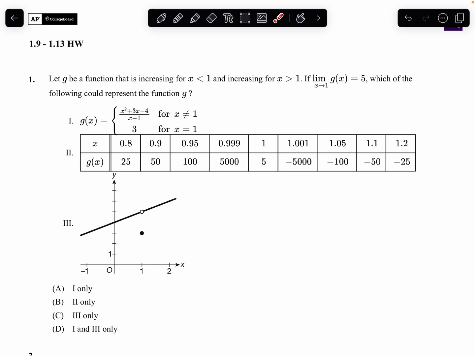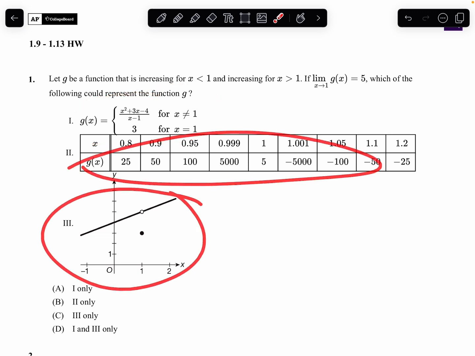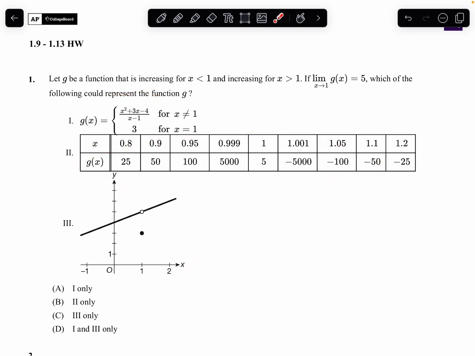I think the official name of 1.9, if you went to your classroom and went to 1.9, would be something to do with connecting, seeing a limit in multiple representations. So seeing the equation, seeing the table, seeing the graph, and connecting them. So it shouldn't be anything too crazy. But if you do need any help with 1.9, you can always just watch the videos that are in the classroom under 1.9.